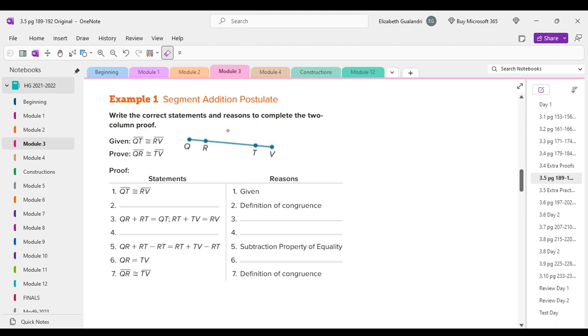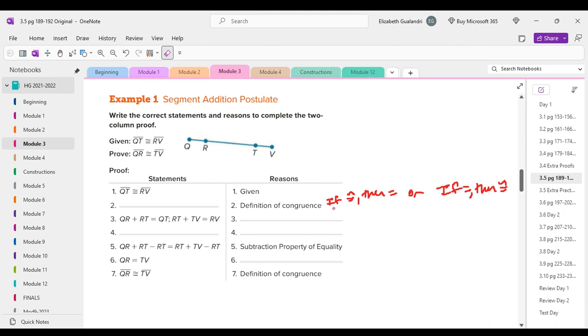So write correct statements and reasons to complete this proof. We're starting from, we know QT is congruent to RV, and we're going to prove that QR is congruent to TV, which if we look at the segments, it should make sense that that is true. Okay, so QT is congruent to RV is going to be our given. Then they're going to use definition of congruence, which if we remember, this allows us to either say if congruent, then we have segments that are equal, or we can say if there's segments that are equal, then they are congruent. So we're going to utilize that idea.